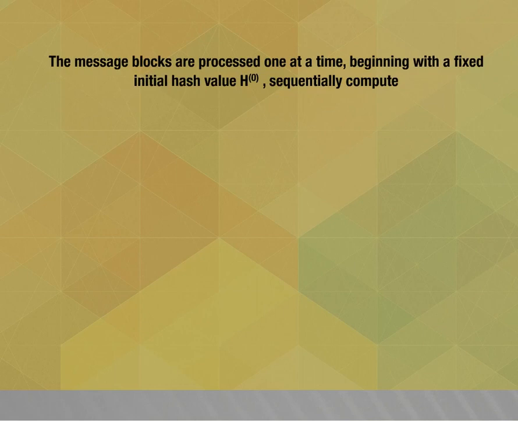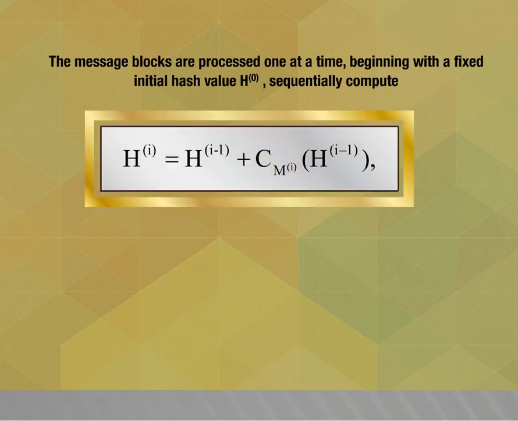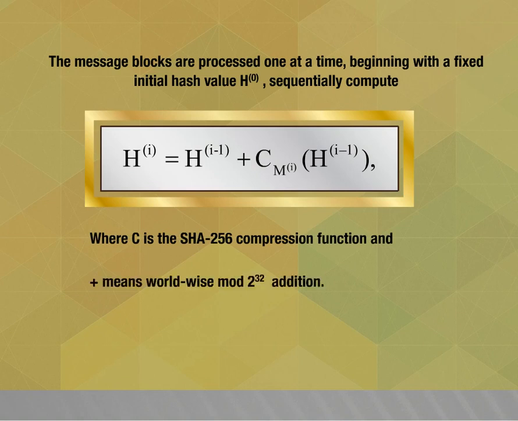The message blocks are processed one at a time, beginning with a fixed initial hash value h0, and sequentially computing hi equal to hi minus 1 plus c of mi and hi minus 1, where c is the SHA-256 compression function and plus means wordwise mod 2 power 32 addition. hn is the hash of m.